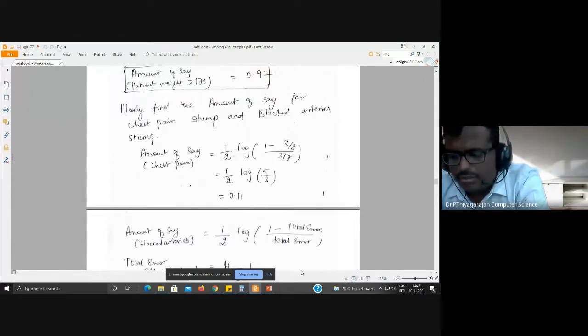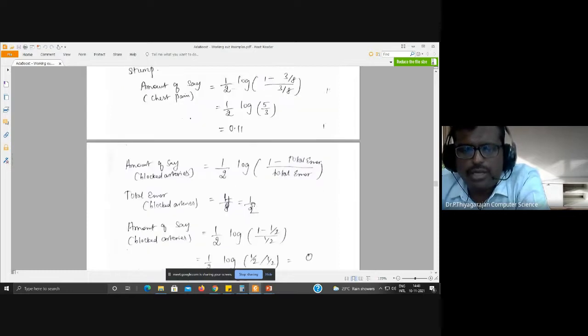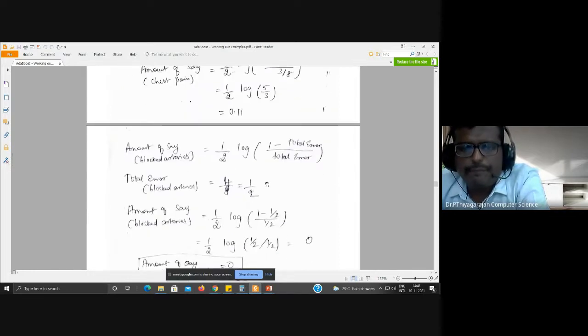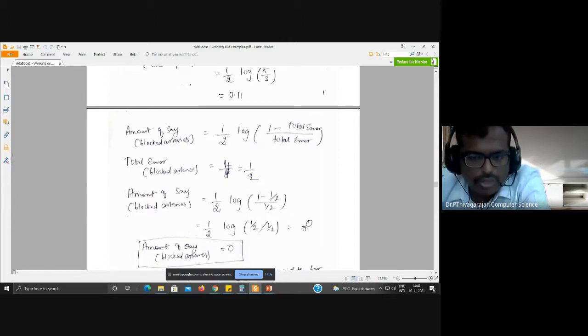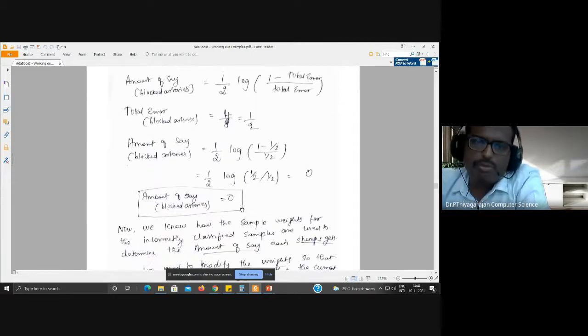For the amount of say for chest pain, the total error is 3/8. You apply the formula: 1 divided by 2 logarithm of (1 minus total error) divided by total error, so 1 minus 3/8 divided by 3/8. If you do the arithmetic, it will be 0.11. The amount of say for the blocked arteries is 1 by 2 logarithm of (1 minus total error) by total error, where the total error is 4/8. Sorry, it will be logarithm of 1, and the logarithm of 1 is 0. So the amount of say for the blocked arteries is 0.